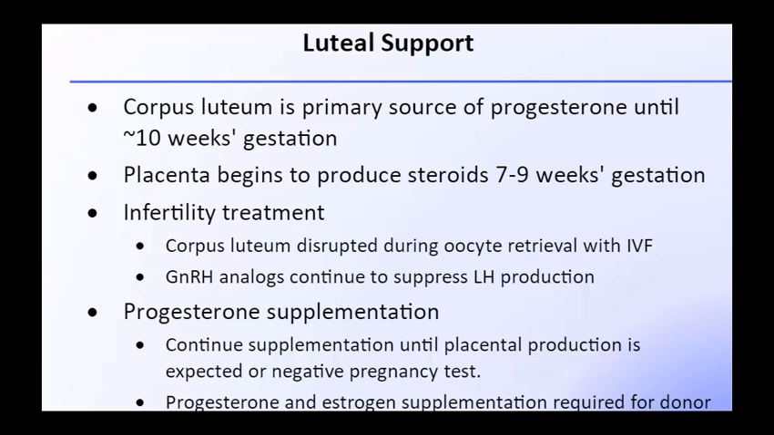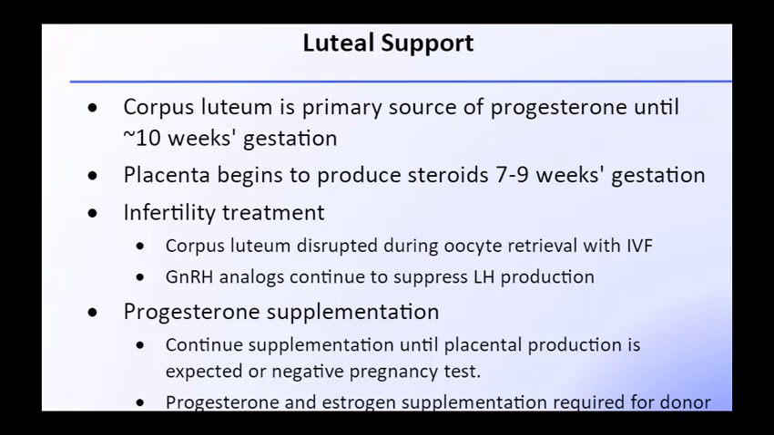Corpus luteal cells are disrupted during oocyte retrieval in women who use IVF to conceive. In addition, certain medications taken during an assisted reproductive technology cycle, such as a GnRH agonist or antagonist, which is used to prevent a premature luteinizing hormone surge and ovulation, continue to suppress endogenous LH production after discontinuation of the medicine. These low levels of LH may not be sufficient to stimulate the corpus luteum.